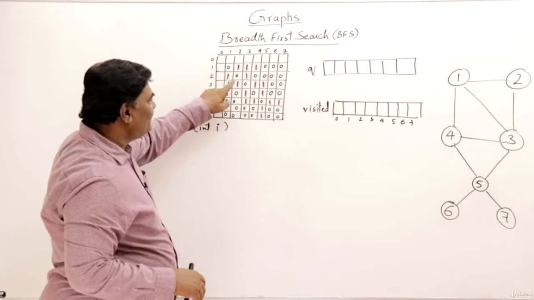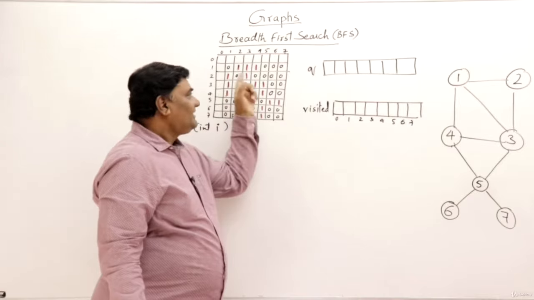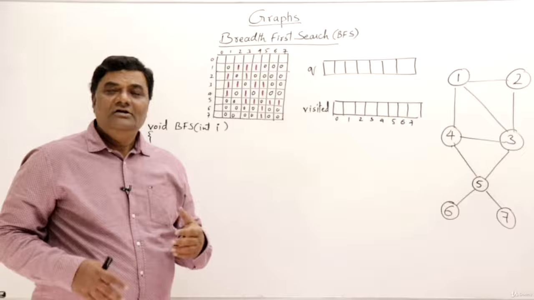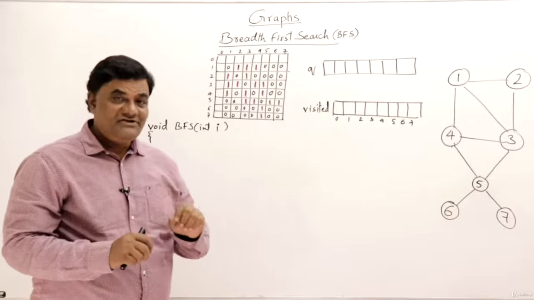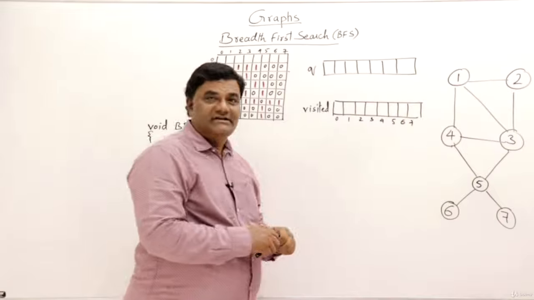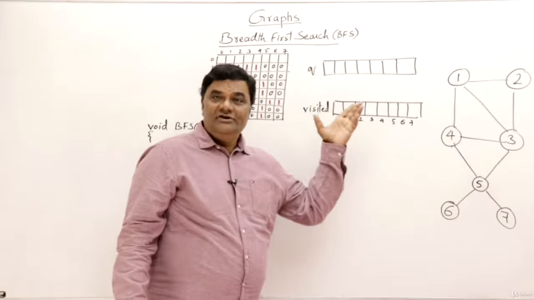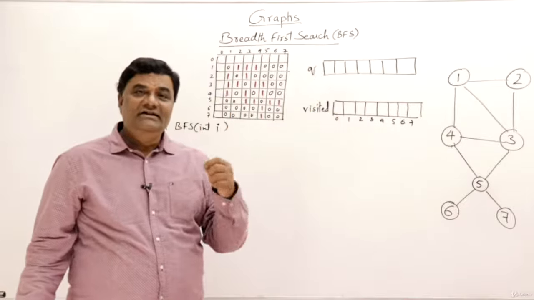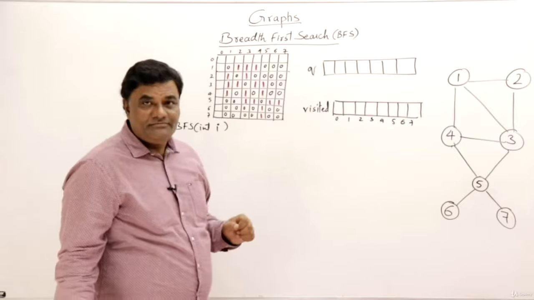I have already marked this adjacency matrix: wherever there is an edge, I have marked it as 1 and the remaining are zeros. Now for performing breadth first search, I should know which vertices are already visited and which are yet to be visited. So for that I have taken an array called visited. Then we also need one data structure, a queue, where we insert and delete, or enqueue and dequeue, vertices. So I also have a queue.